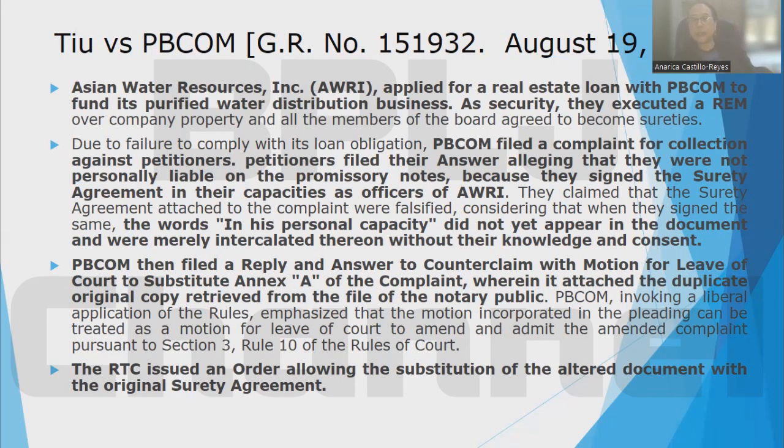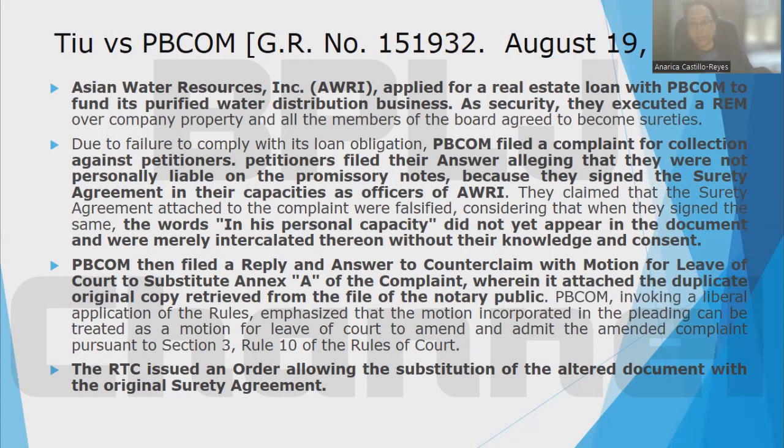Petitioners filed their answer alleging that they were not personally liable on the promissory notes because they signed the surety agreement in their capacities as officers of AURI. They claim that the surety agreement were falsified, considering that when they signed the same, the words "in his personal capacity" did not yet appear in the document, and it was merely intercalated without their knowledge and consent.